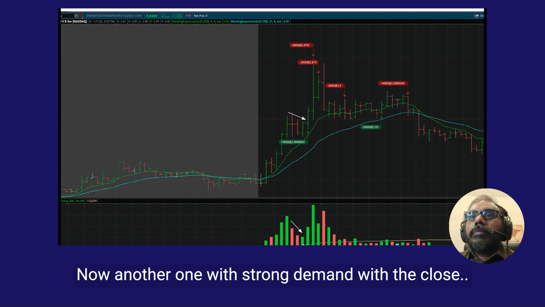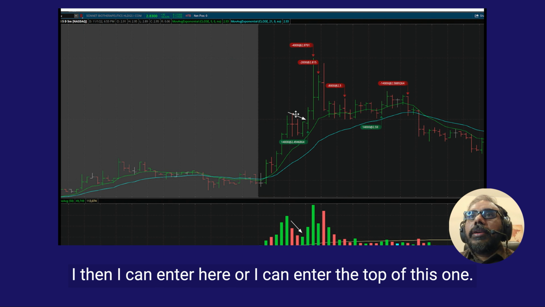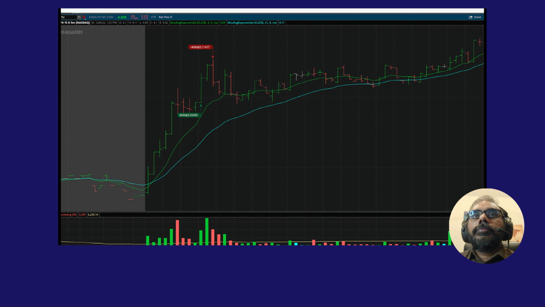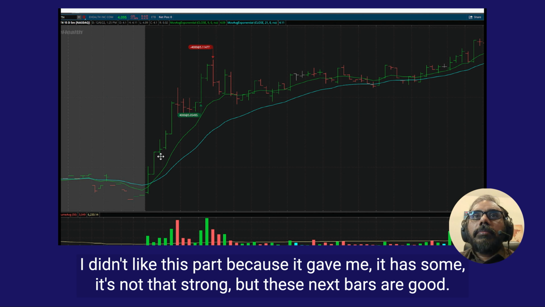Now another one with strong demand, with a good close here. And the third one, I can enter here or I can enter at the top of this one with the low of this bar as my stop loss. I would take this. Another example: I didn't like this bar because it's not that strong, but these next bars are good. Sideways action for four bars and then it takes off.